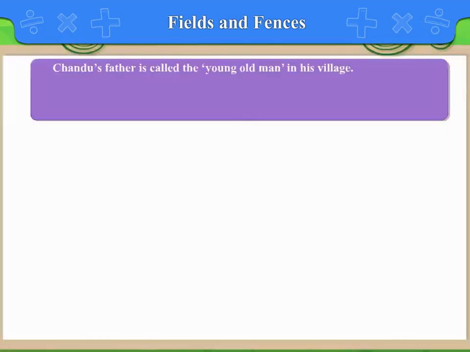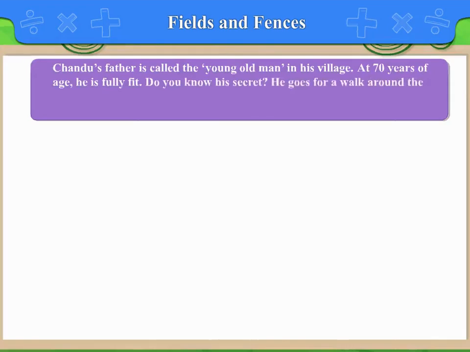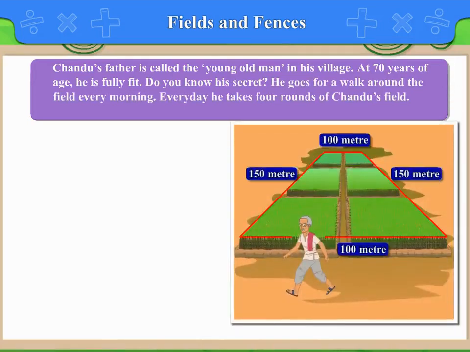Chandu's father is called the young old man in his village. At 70 years of age, he is fully fit. Do you know his secret? He goes for a walk around the field every morning. Every day, he takes 4 rounds of Chandu's field. Here, the picture of Chandu's field is shown. What is the total distance he covers?